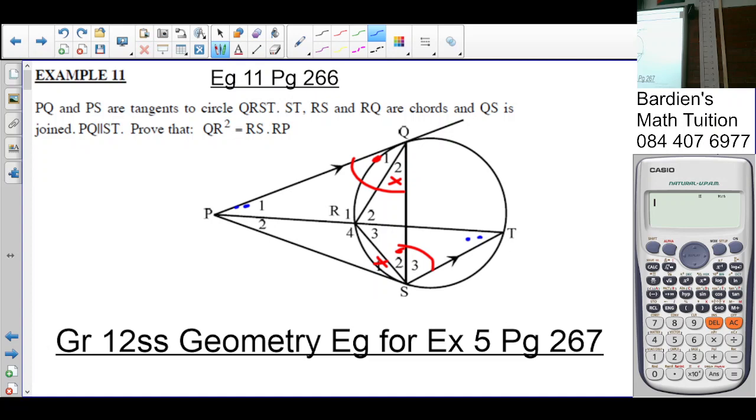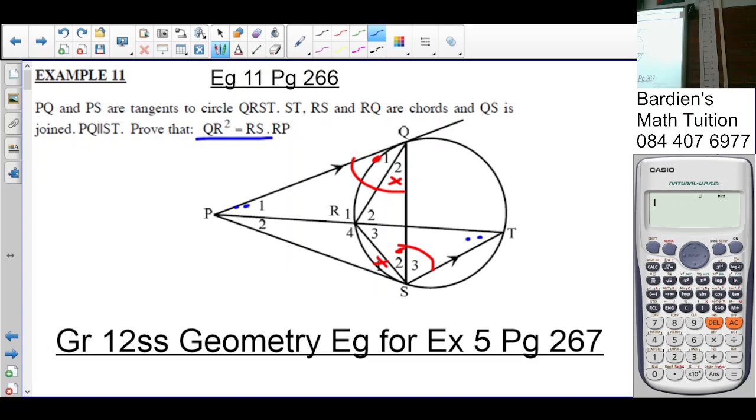We also know that angle T is equal to angle Q2. Why? Angles in the same segment. Can you see that coming from chord or arc RS? The question says we are required to prove that QR squared is equal to RS times RP. So somewhere I need to prove similarity of two triangles. Can you see that?